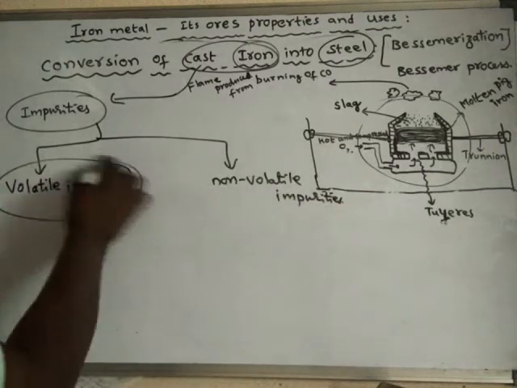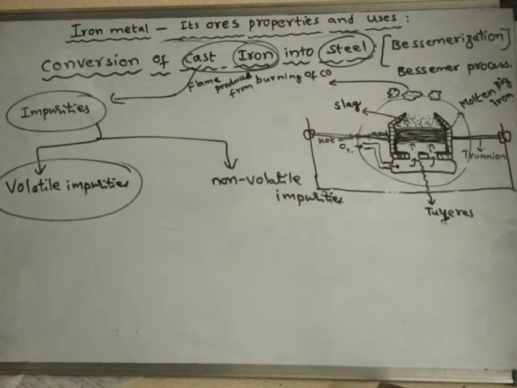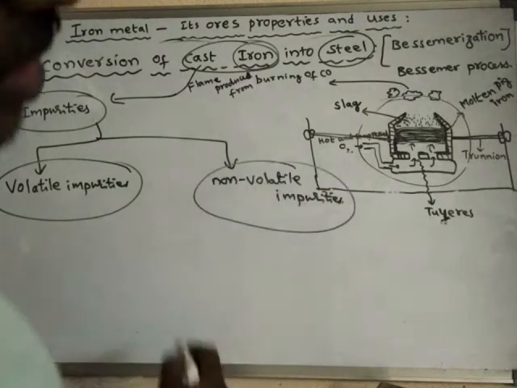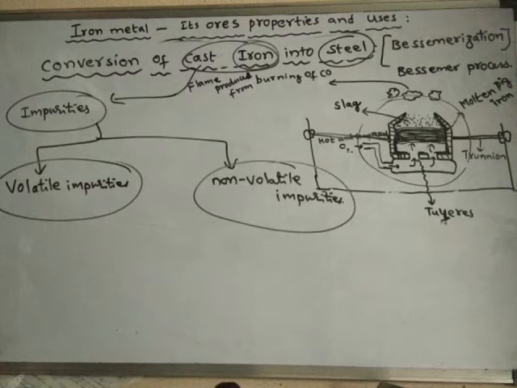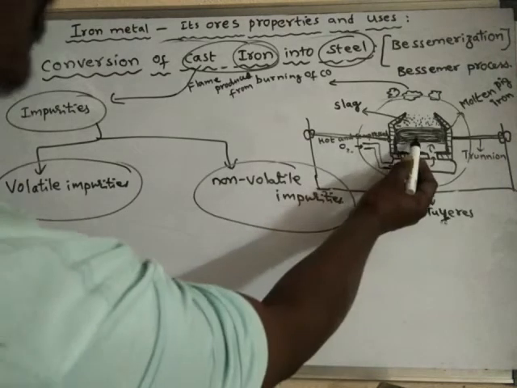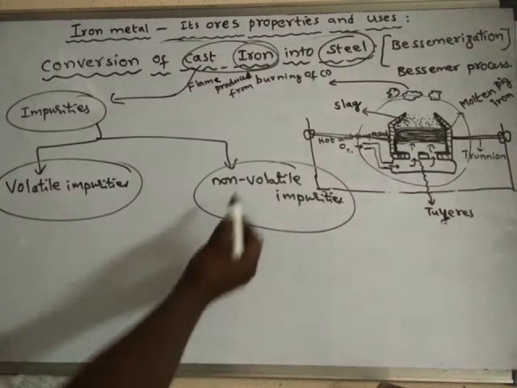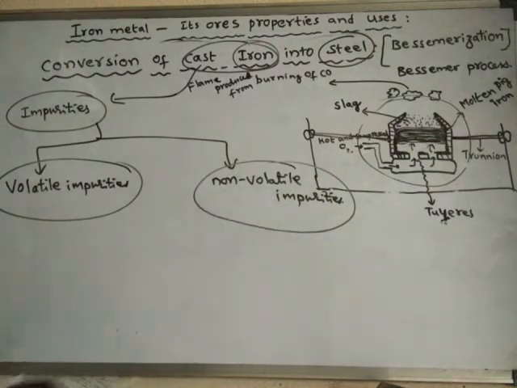What is the meaning of volatile impurities? The impurities which can easily evaporate, or which can convert into vapor easily, are said to be volatile impurities. Non-volatile impurities do not convert into gases or vapor. They remain inside the Bessemer converter only. So such impurities are said to be non-volatile impurities.